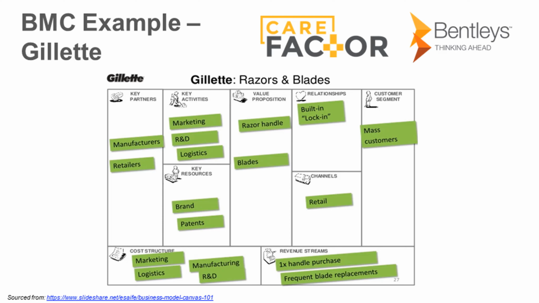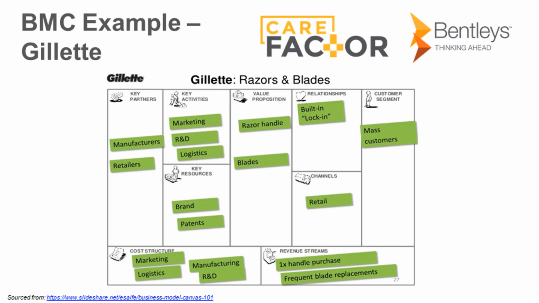Their channel to market were retail channels, and their relationships, as I'll demonstrate in a second, was built in or lock in. Because as many of you who have ever used a Gillette razor blade will know, unless you get the right blades to match the handle, you need to buy a whole new set of handles or a whole new set of blades. So they have a lock-in relationship with their customers by virtue of here's the handle and you've got to keep coming back to buy the reusable blades. Their revenue streams: one-off handle purchase, and then frequent blade replacements.